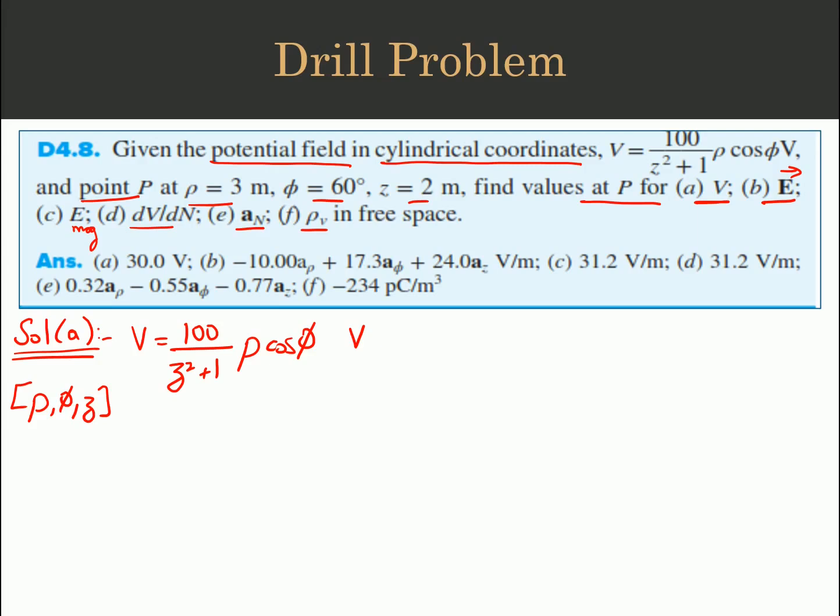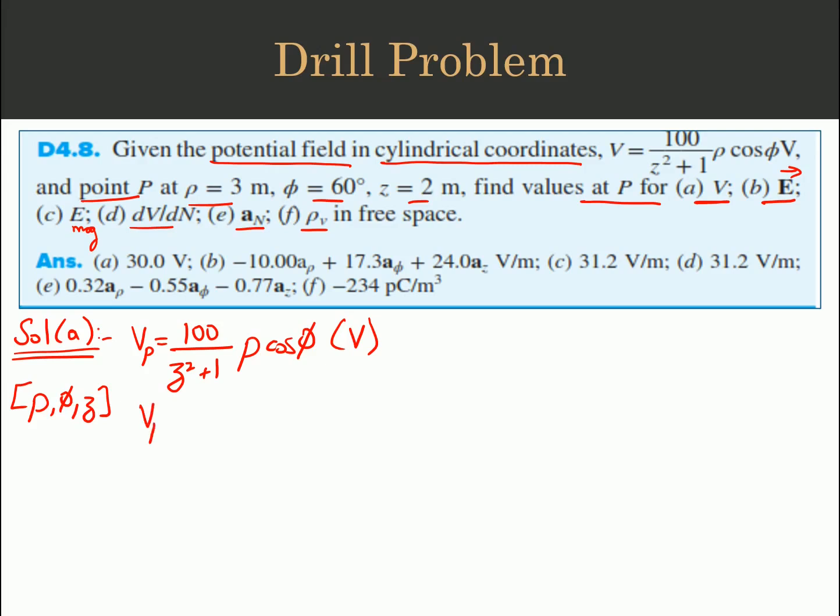So in the first part, we need to find what is potential at point P. So let me call this potential at point P. In order to do this, we know the values of rho, phi and z at point P. So we just incorporate the values of rho, phi and z into V of P.